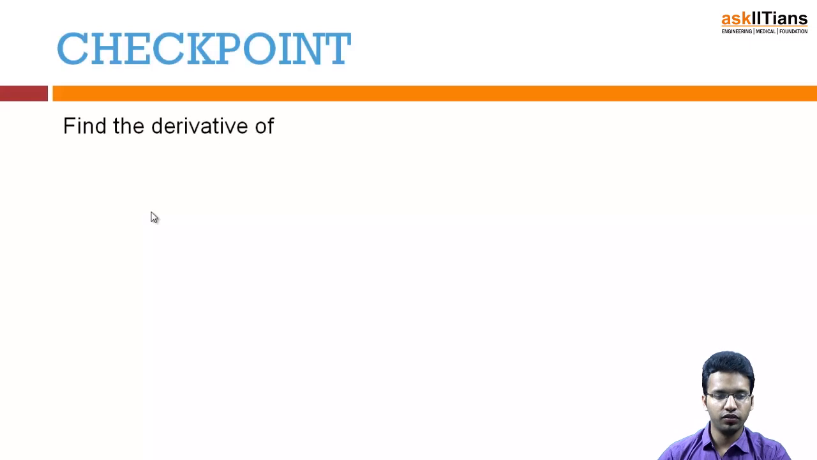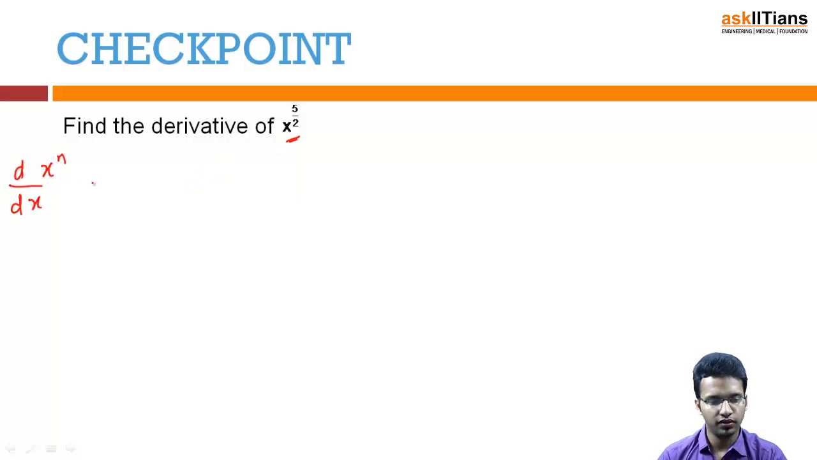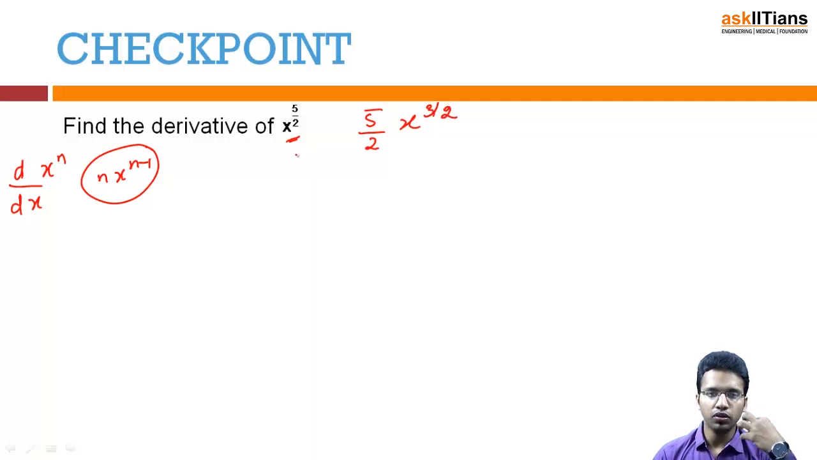Let's start with the first question. Find the derivative of x to the power 5 by 2. By now you must be remembering that formula: x raised to power n, and the derivative of that is n x raised to power n minus 1. So from this straight away we can write 5 by 2 x, and 5 by 2 minus 1 will give me 3 by 2.